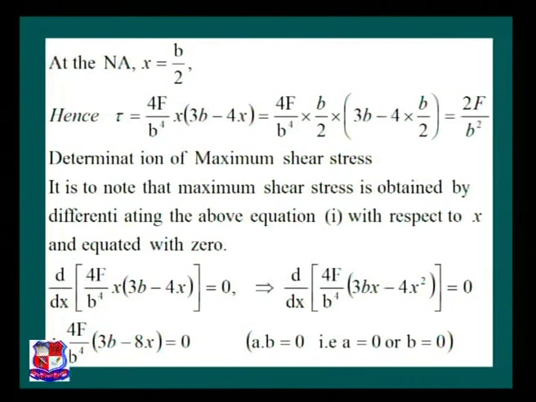Now, at the neutral axis, x is equal to B by 2. So now we have to put the value x is equal to B by 2 in our simple equation of tau is equal to 4F divided by B raised to 4 into x bracket 3B minus 4x. Our intention is to find out what will be the value of shear stress at the neutral axis. So x is equal to B by 2. By putting this over here, that is 4F divided by B raised to 4 into B by 2 bracket 3B minus 4 into B by 2, we get 2F divided by B square.